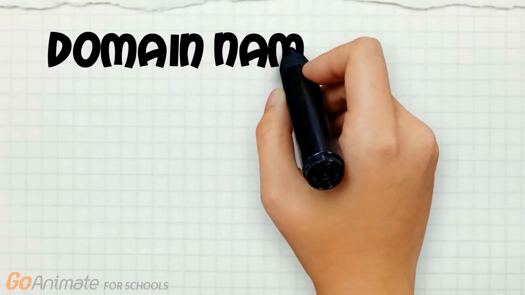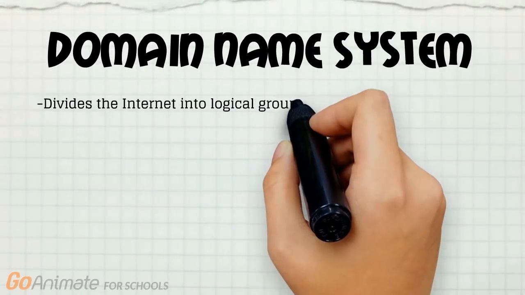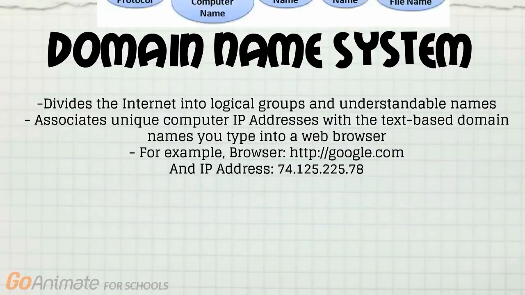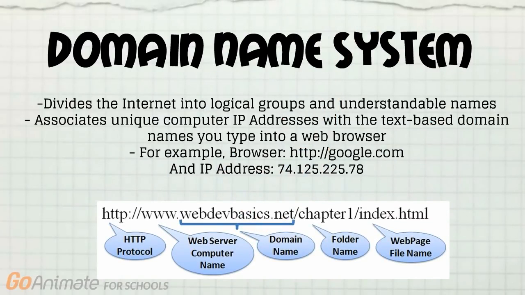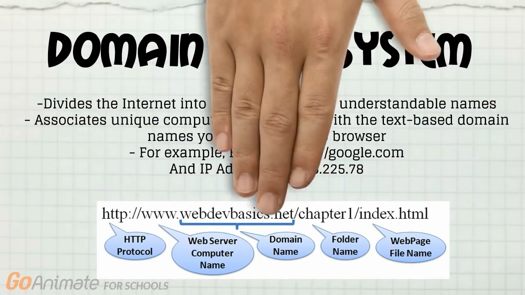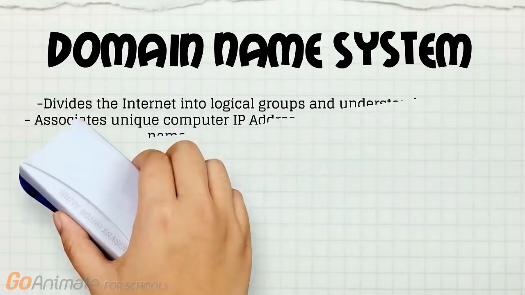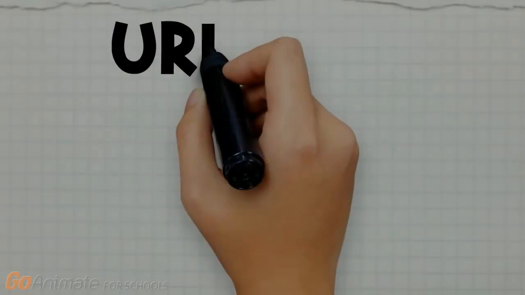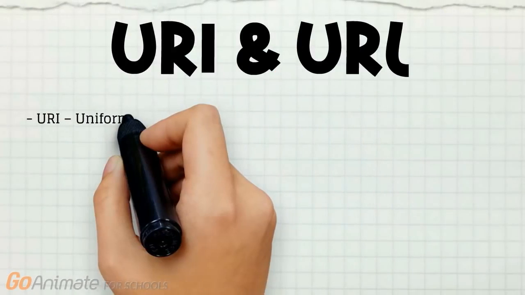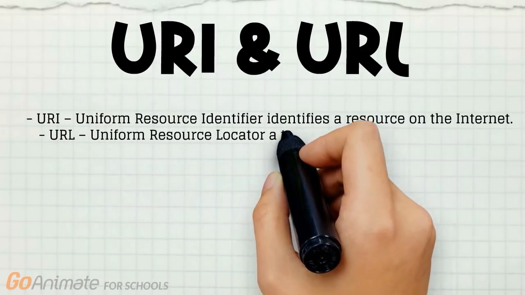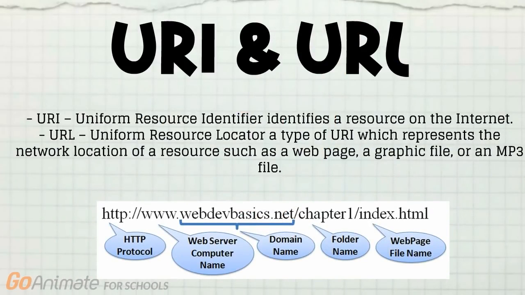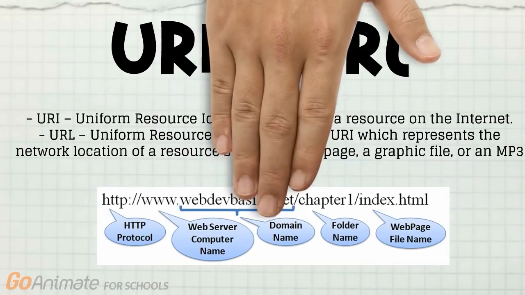The Domain Name System divides the Internet into logical groups and understandable names. It associates unique computer IP addresses with the text-based domain names in browsers. A Uniform Resource Identifier (URI) identifies a resource on the Internet, while a Uniform Resource Locator is a type of URI which represents the network location of a resource.